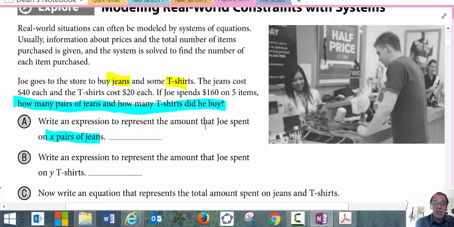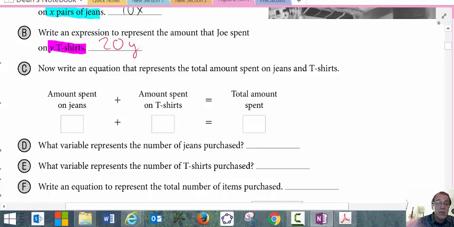So write an expression to represent the amount that Joe spent on x pair of jeans. Well, for each pair of jeans, it costs him 40 bucks. So for x pairs of jeans, it would be x times 40, or 40x. And likewise, t-shirts cost 20 bucks each, and our variable y is going to stand for how many t-shirts he has. So to find out how much it costs for all the t-shirts, we would take 20 and multiply it times y. And that gives us a significant part of the equation we need to represent this.